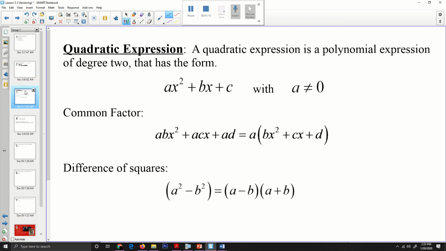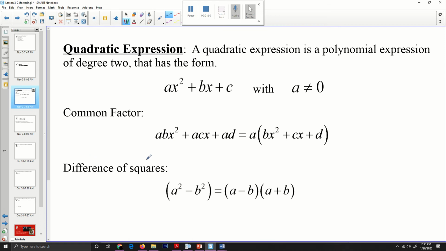We can talk about factoring in this particular term, and factoring a quadratic expression. A quadratic expression is a polynomial expression of degree 2 that has the form ax squared plus bx plus c with a not equal to 0, because if a was equal to 0, this term would be gone, and then it would be a linear expression and not a quadratic expression.